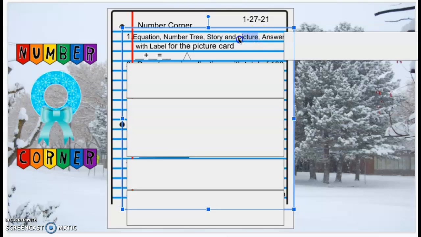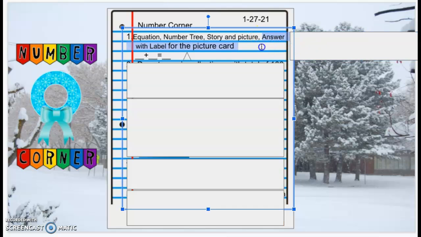Now you're going to make a picture. So again, when I'm making my picture, my topic would need to match the story that I just wrote. So my picture would be that same topic. And again, my picture would match the story, number tree, and equation. So the numbers would all be the same. Press pause if you need more time for your picture.